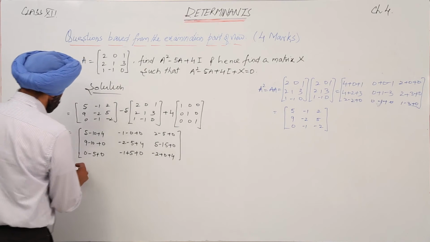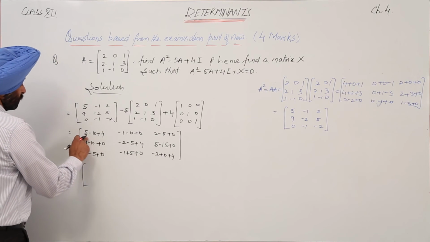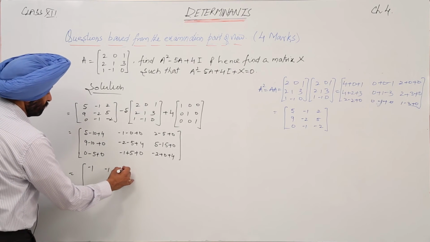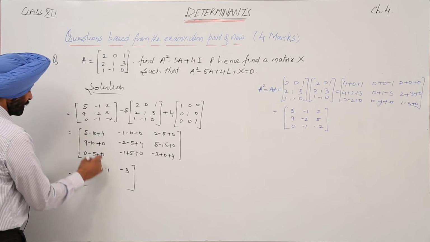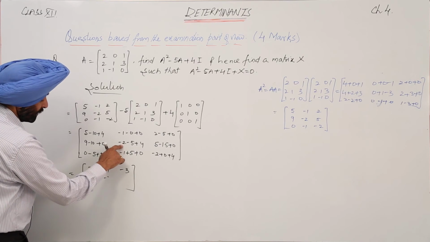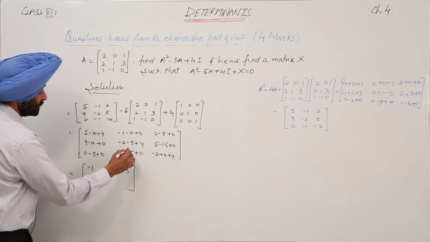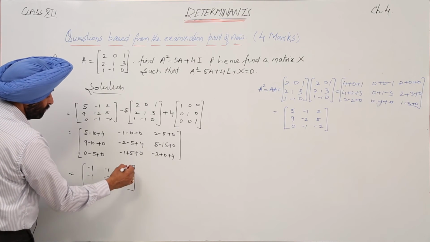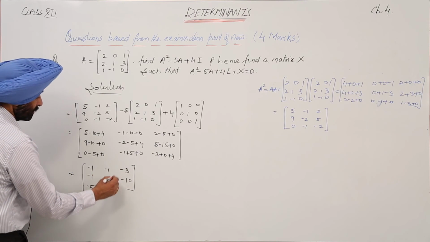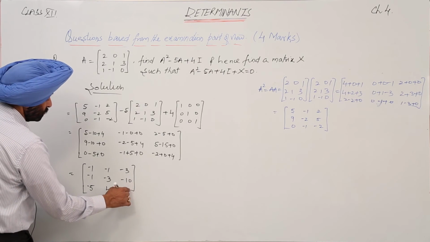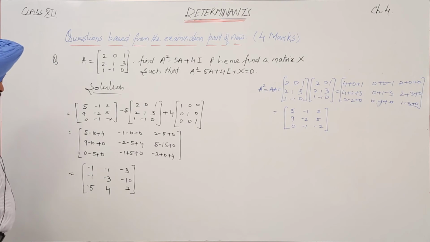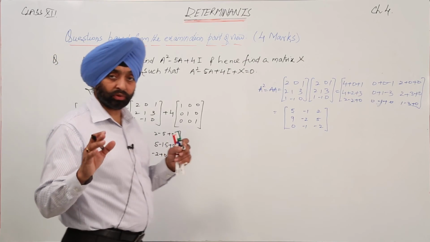Now this is equal to 5 plus 4, 9 minus 10 is minus 1, minus 1, minus 3. Then 9 minus 10 is minus 1, minus 7 plus 4 is minus 3, and 5 minus 15 plus 0 is minus 10. Then we have minus 5, 4 and 2. So this is what we get as the answer for the expression.